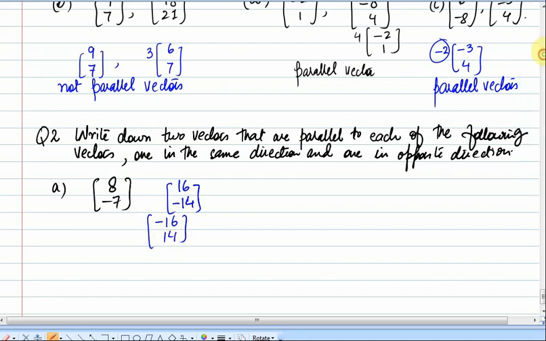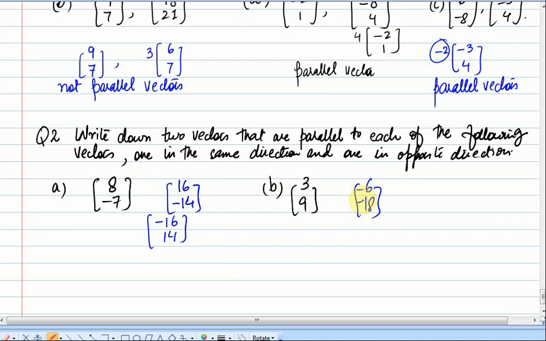For the next part, we have 3 and 9. So the first vector of 3 and 9, it will be 1, 3. If you multiply it by 3, it will be 3 and 9, right? Or if you are confused, you can take any vector that is a multiple. Let's suppose we say 6 and 18, that is a parallel vector, and minus 6, minus 18, that is another parallel vector but in the opposite direction.